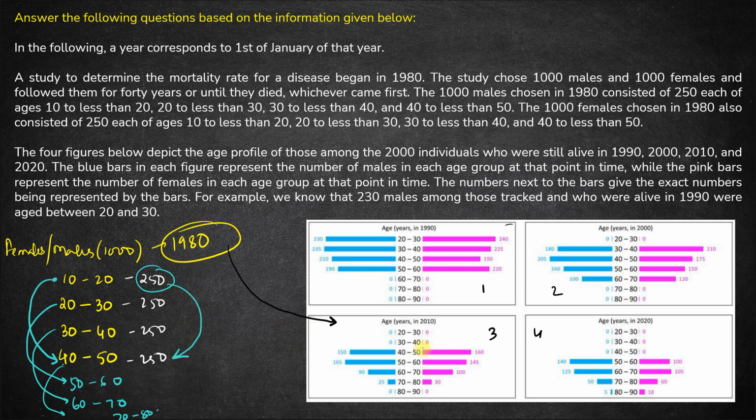So let's look at it. In the 40 to 50 age bracket, we have 150 males instead of 250. So what this means is out of these 250 males, 100 have died in these last 30 years. Similarly, females is 160 instead of 250. That means 90 females have died in these last 30 years who were there in this age group. Okay. So this is how we are going to read the data.